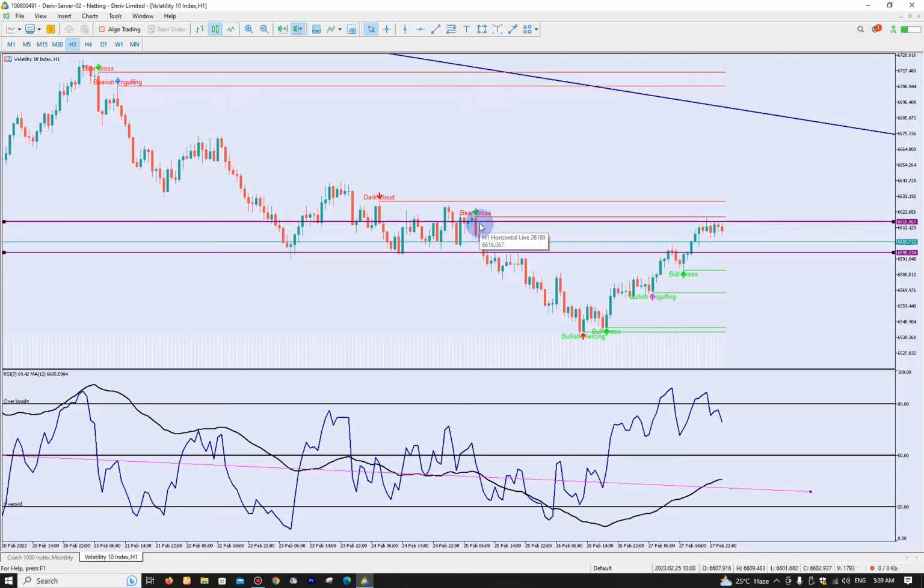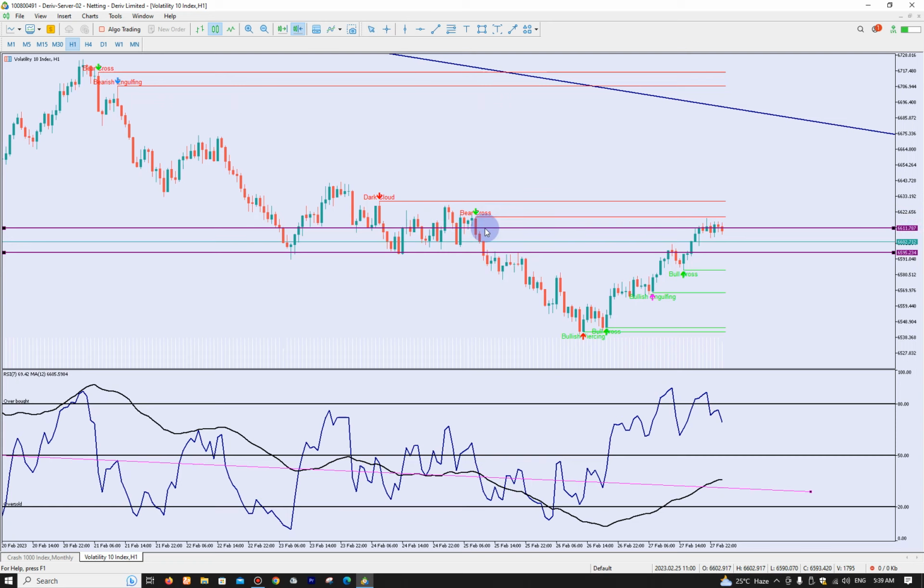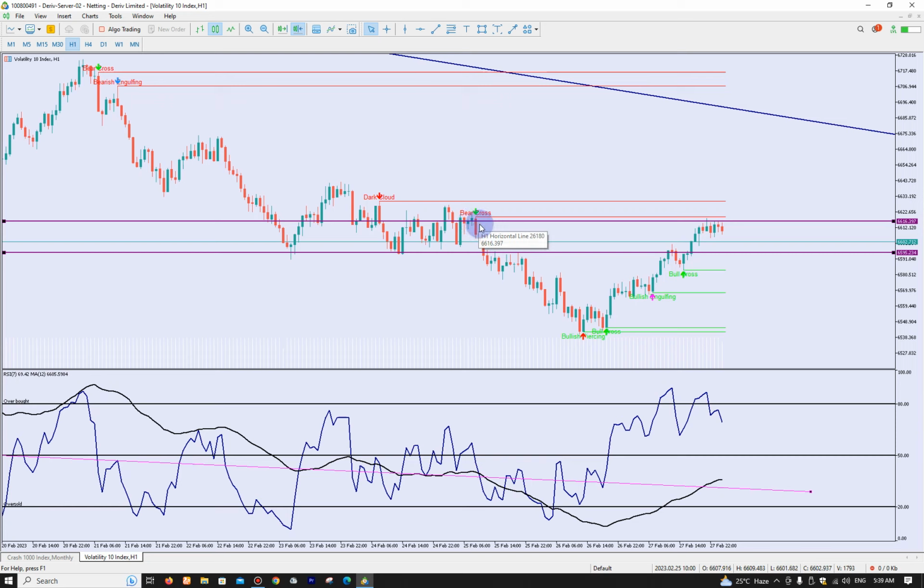And what you do, you place a trend line, or rather a horizontal line, just at the base, at the open of the bullish candle. You place the horizontal line at the open of the bullish candle before the bearish candle.